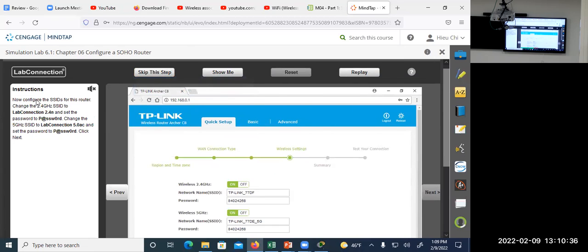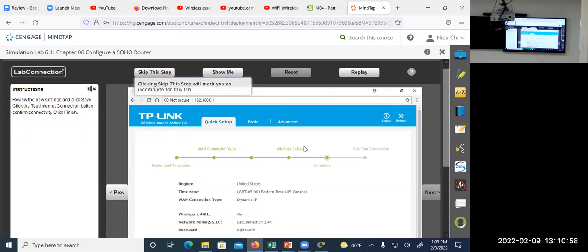Now you see, when you go to the home router, you are able to change the name of the home router here. That is the SSID. You can change the name, and you are able to change the password here. So any time you want to access the wireless network, you have to enter the password.